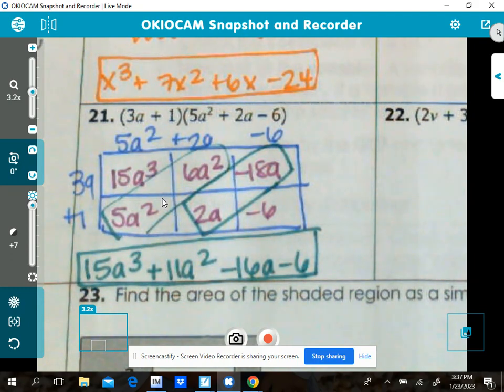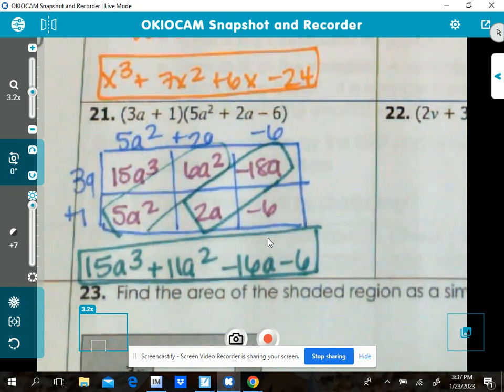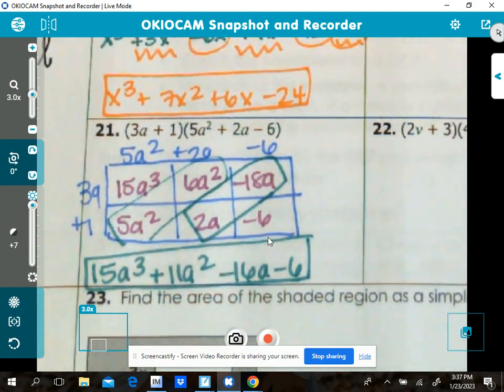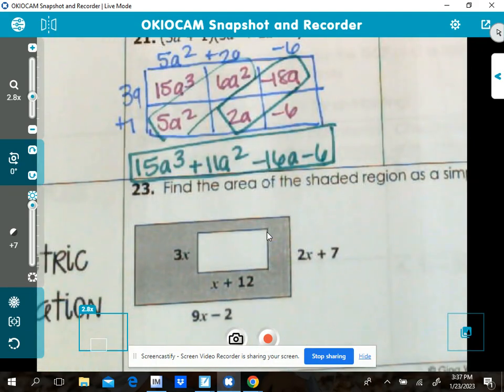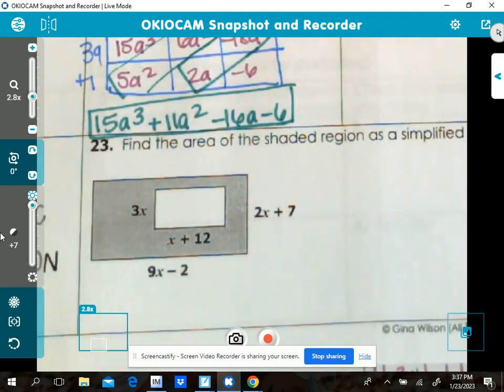All right, so there's kind of one of each of those. And we would do the same thing down here on number 23. We'll talk about that one in class, and I will discuss that one later if necessary.